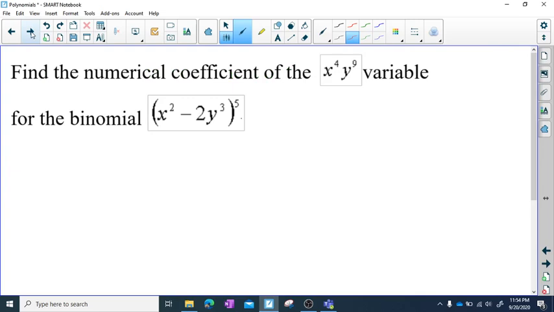Now, what we want to look at doing is, maybe I don't want you to expand the whole binomial out. I want you to just find a particular term. So for example, this one says find the numerical coefficient, meaning the number in front, of the term that has x to the 4th, y to the 9th as the variable part. Well, now this is to the 5th, so I'm going to need 1, 1, 1. Let's get my triangle ready again here.